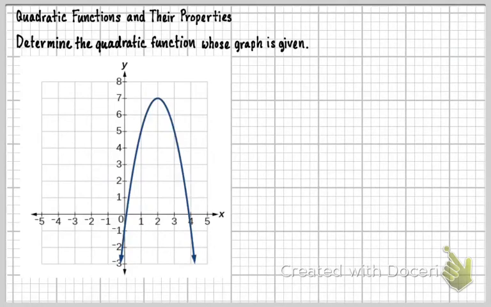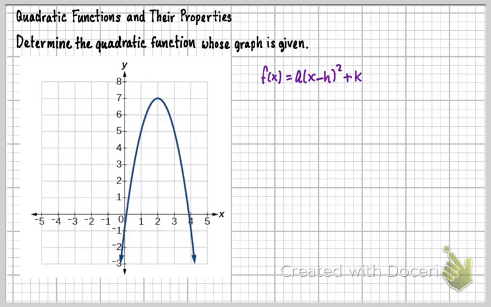This problem says determine the quadratic function whose graph is given. So what we're going to do here is just use the general form of the equation of a parabola or a quadratic function. So this is a(x - h)² + k. And we're just going to plug in information that we know about this.